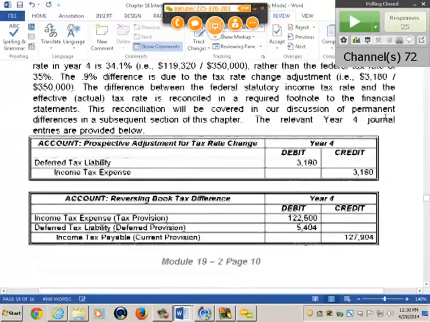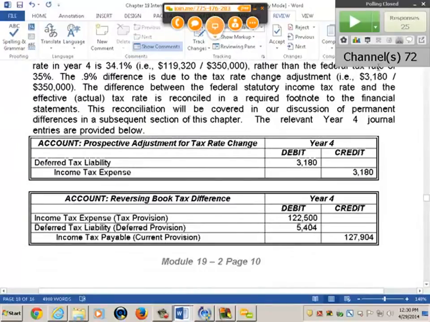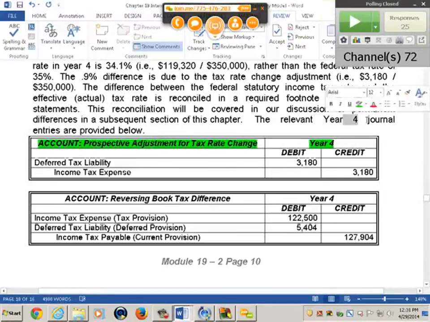Okay. So first I would make the adjustment for the tax rate change, and I would debit the deferred liability and credit the income tax expense. So that would be the first entry I would make in year 4. Remember, it's the year 4 journal entries.